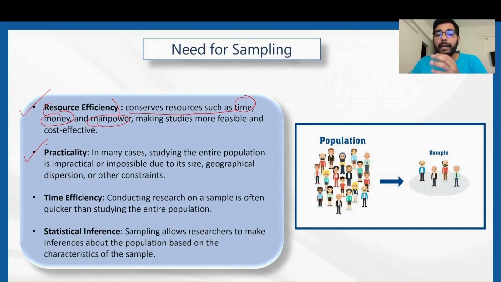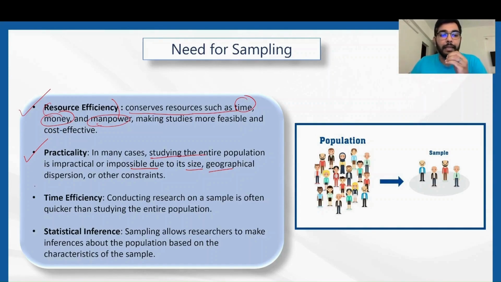The second advantage is practicality. That is, in many cases, studying the entire population is very impractical or impossible due to many constraints such as its size, geographical dispersion, or any other constraint, right? In our particular case, since we have a very large population in India, that is 1.4 billion people, it becomes highly impractical, or in other words impossible, to collect each and every person's income data and then average it out for inferencing. That is why we do sampling, which will remove the impracticality factor of doing such a task.